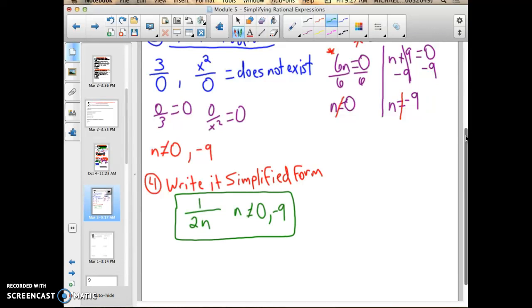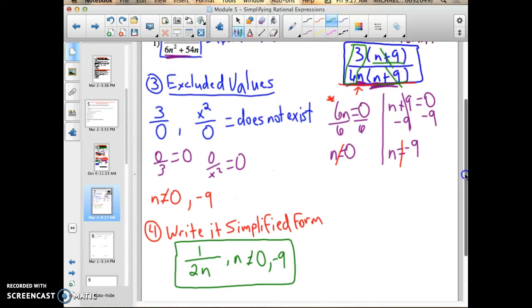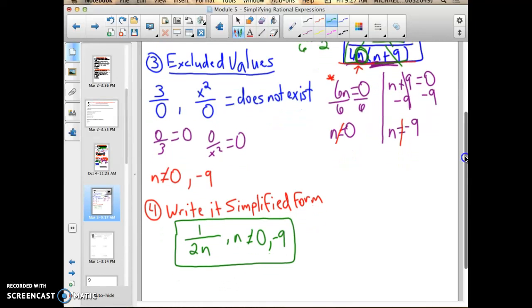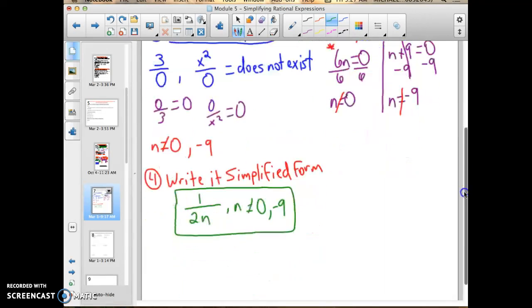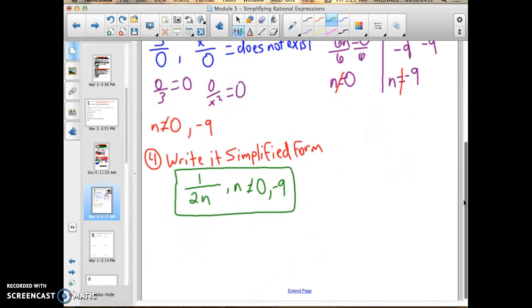So again, I got 1/2n because this 3 divided by 6 simplified to 1/2. This n here had nothing to cancel out with, so it stays in the bottom where it existed to begin with. And then the n plus 9s cancel out. So I'm left with 1/2 with the n in the denominator. And then n can't equal 0 or -9, and I got that from my factored form. This is the type of answer I need to see to finalize this process.